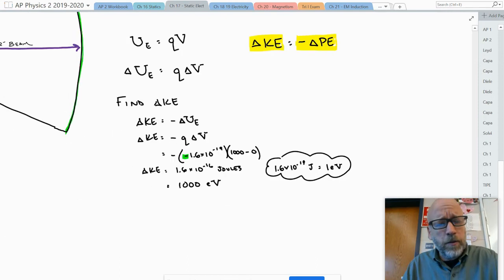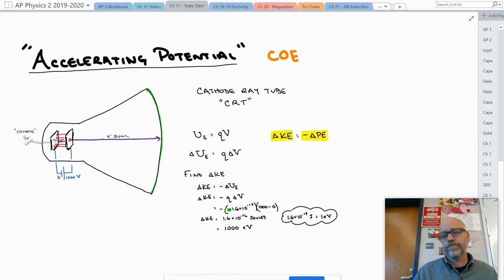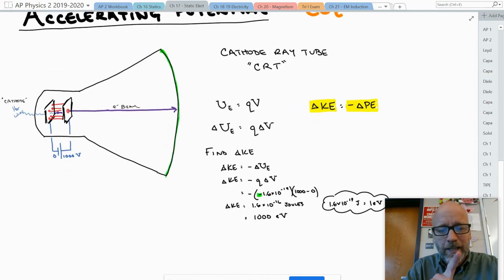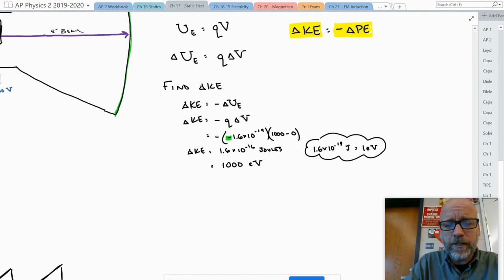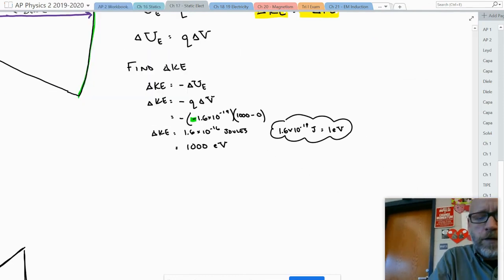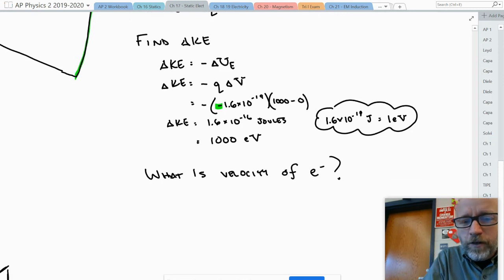So we had a problem titled accelerating voltage or accelerating potential, and we did not use acceleration at all. Physics. What are you going to do? I'm going to do one last step here, which would be, what is the velocity of the electrons in that beam? And then we'll call it. So what is the velocity of an electron in this case? So the change in kinetic energy is going to be 1/2 mv squared.